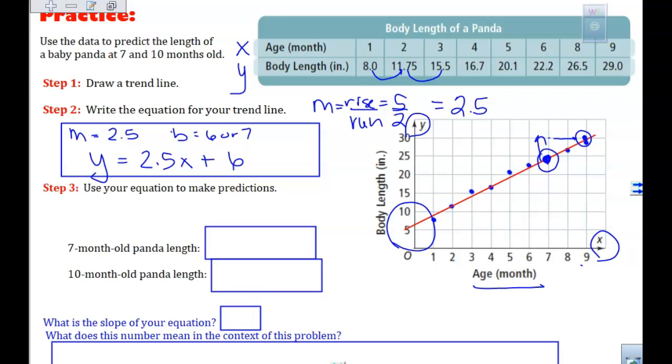So once I have my equation, I then need to use it. So Terriata, it says for 7 months. That means that my x is going to equal 7. So if I'm going to use this equation, tell me what to write down before I put it in my calculator.